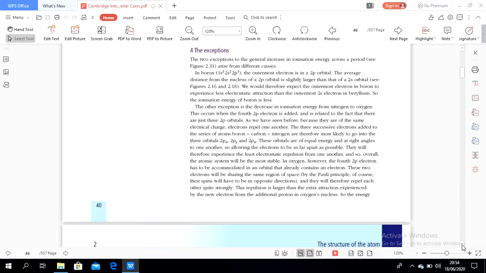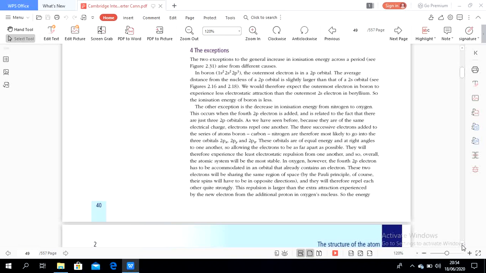This is beryllium and boron. Beryllium is in group 2, boron is in group 3. This is the exception. We know across the period it should increase, but this one does not. I have stated the reason.